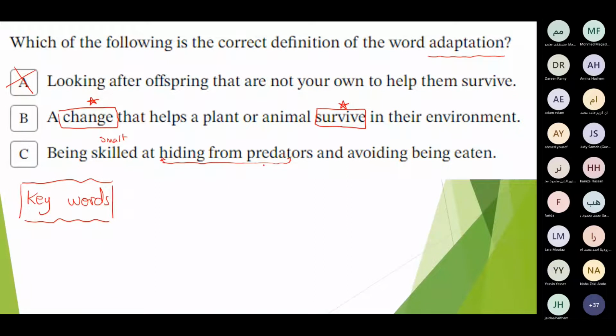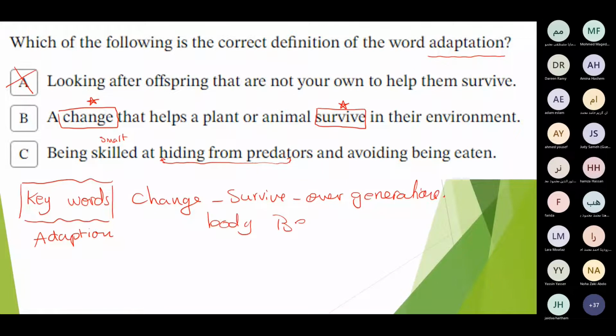Is this the definition of adaptation? No. Okay, so the word adaptation، عندها كذا كي وورد. كلمة change، صح؟ كلمة survive، ممكن كلمة تانية بتاعت long period أو over generations، صح؟ وممكن برضو يبقى في كلمة body، ممكن behavior. كل دي keywords for the word adaptation. So which is the correct answer, Hannah? B. Excellent, yeah, Hannah. Thank you a lot. You've done a great job.